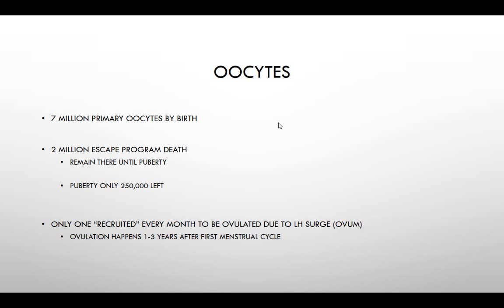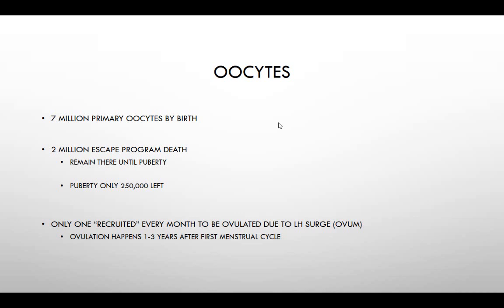Only one egg is recruited every month to be ovulated, and this is because of a surge in LH, which is luteinizing hormone, which comes from the anterior pituitary gland. Ovulation typically occurs 1 to 3 years after your very first menstrual cycle. So it's not necessarily that you had your very first menstrual cycle in middle school, we'll say, and you started ovulating. It takes a little bit of time for that to really rev up and get going.